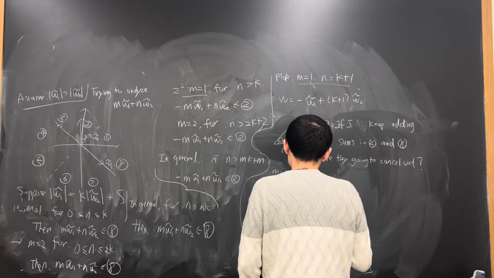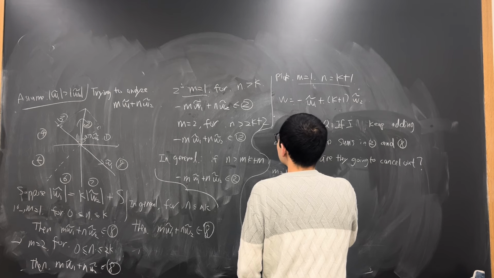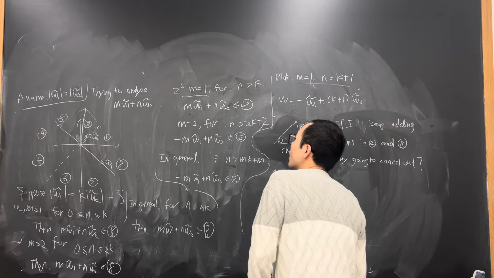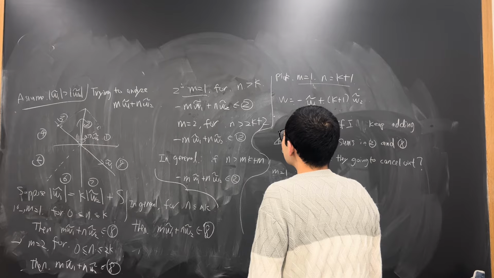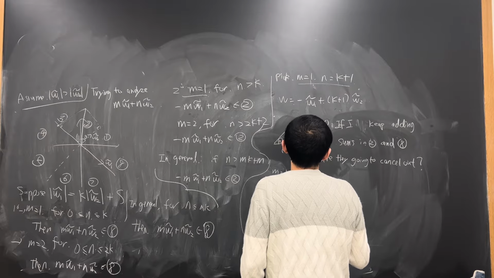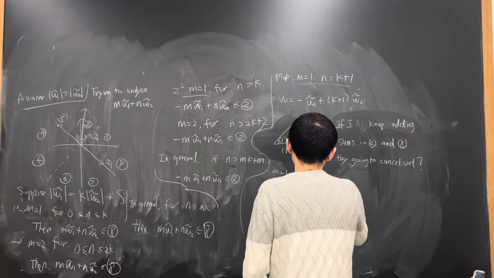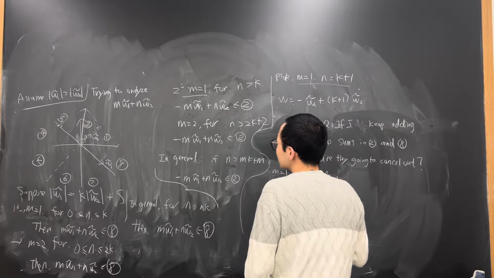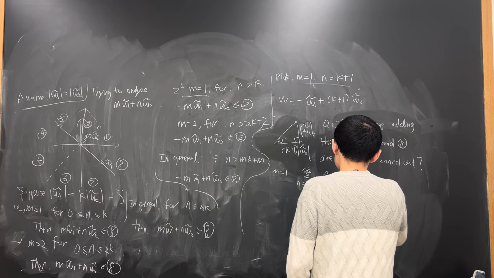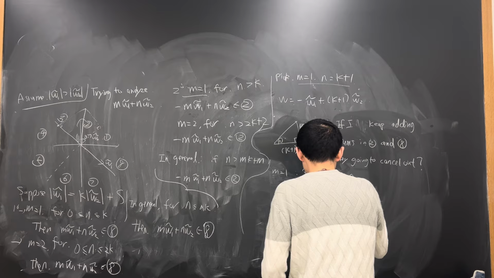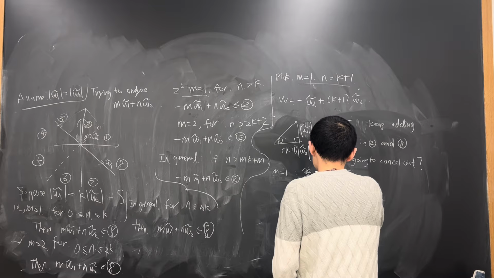If I keep adding, let's say k or this n, so n bigger than k plus 1 to infinity of negative omega 1 to the plus n omega 2 to the... Okay, so I should use 1 over this guy squared.